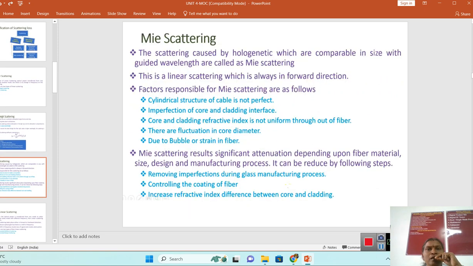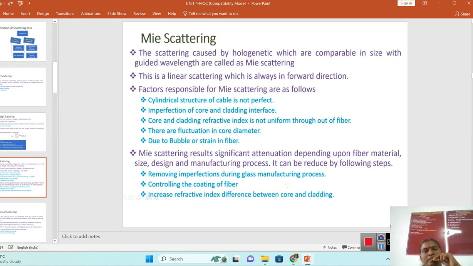Next, Mie scattering. This type of scattering is caused by inhomogeneities which are comparable in size with the guided wavelength, and is called Mie scattering. This is the only type of linear scattering which is always in the forward direction. Factors responsible for Mie scattering are: the cylindrical structure of the cable is not perfect, imperfection of the core and cladding interface, and the core and cladding refractive index is not uniform throughout the fiber. There are fluctuations in the core diameter due to some bubble or strain in the fiber.